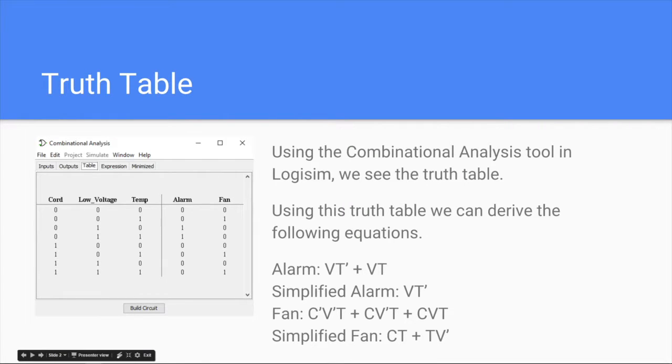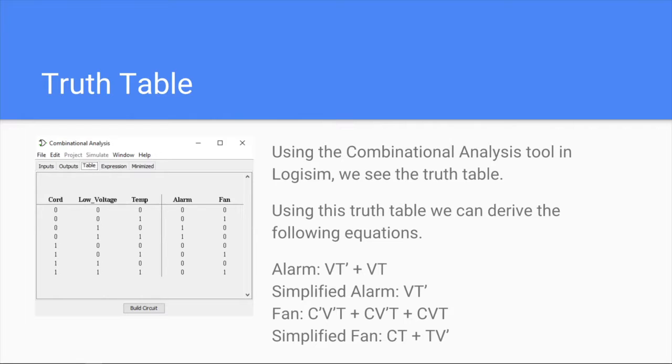We started by analyzing the truth table that was provided to us. Once we had the minterm expansion equation for the alarm, C' V T' or C' V T, we started to simplify it. For the alarm, we use the simplification theorem, number 10. We can remove the T as it cancels out, leaving just C' V.